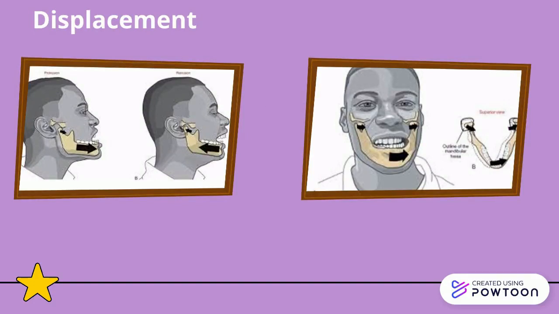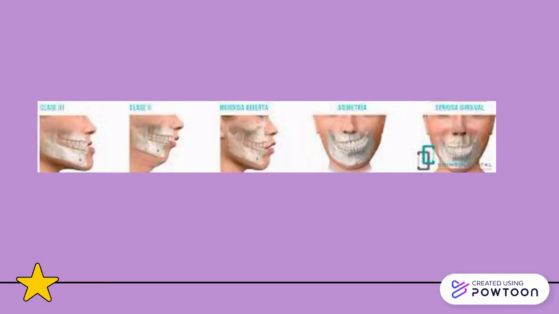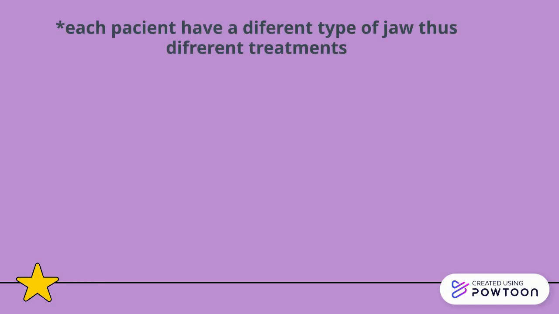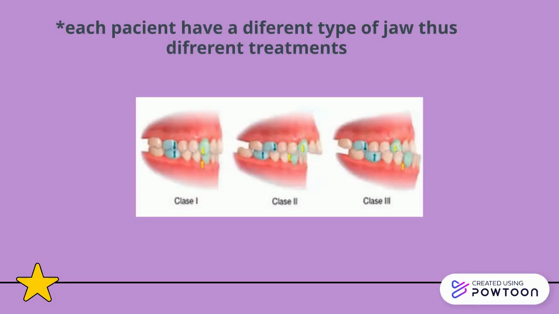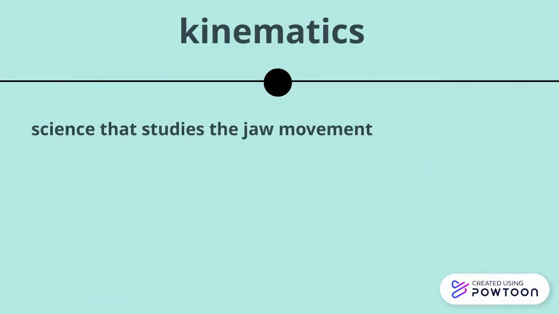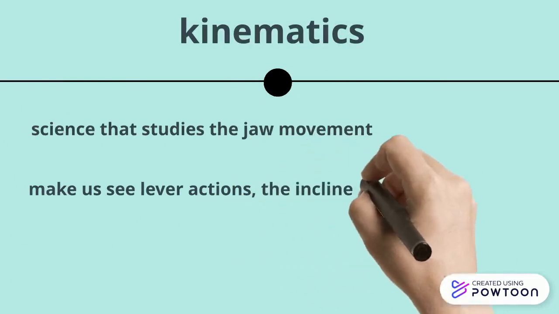front to back. The patients begin to be studied to understand what type of jaw they have and what will be the force of their bite. Kinematics, which is the science that studies jaw movements, the physical fields that make us see lever actions, the inclined plane and others.